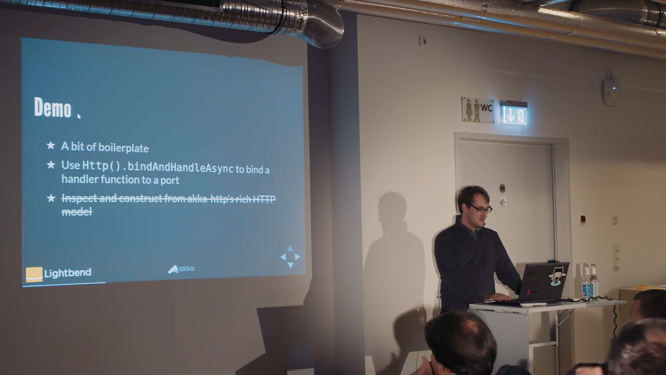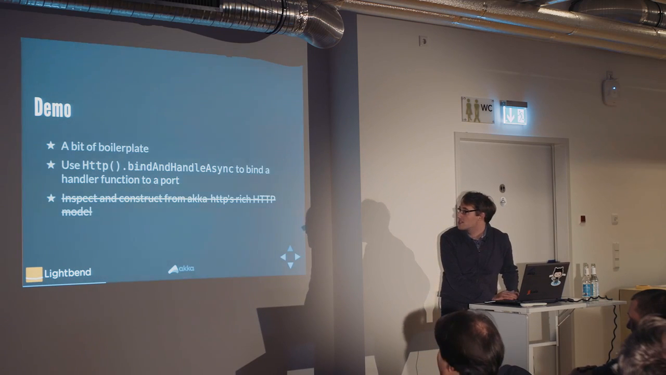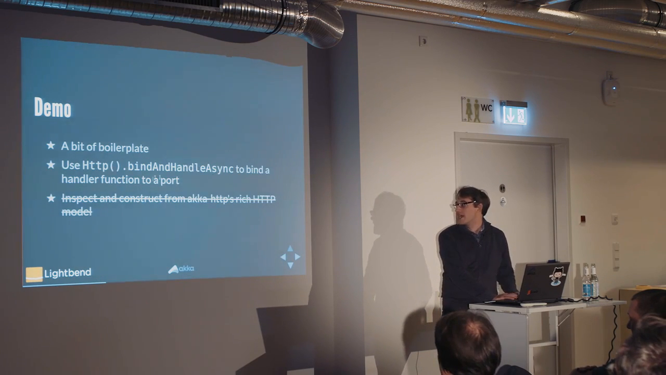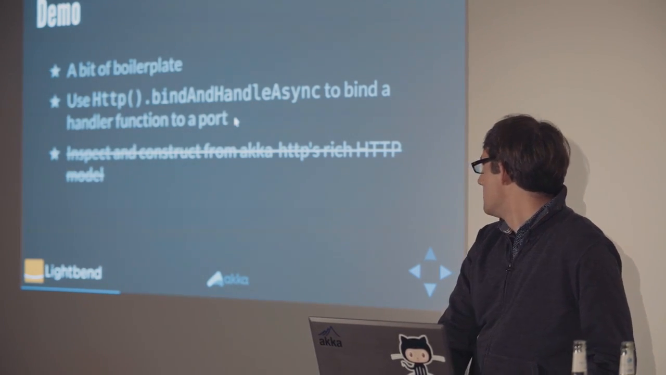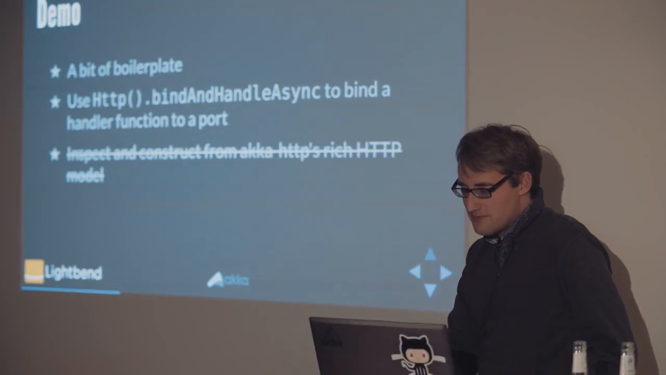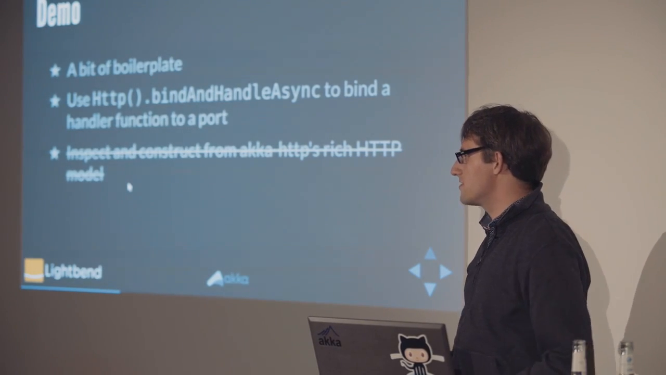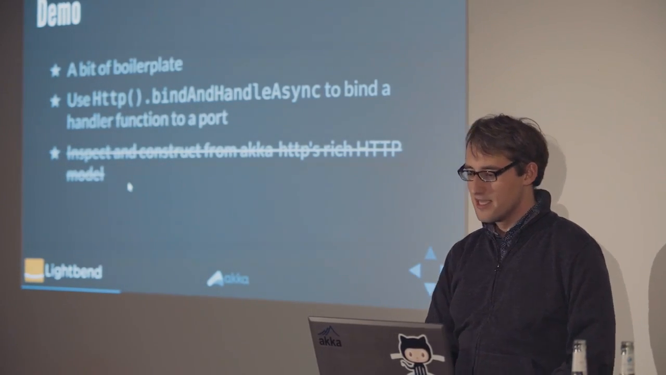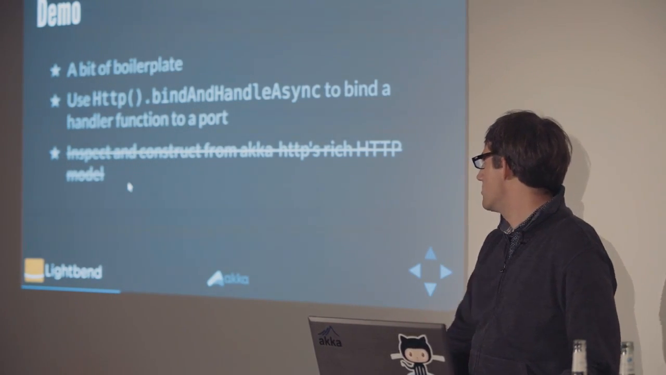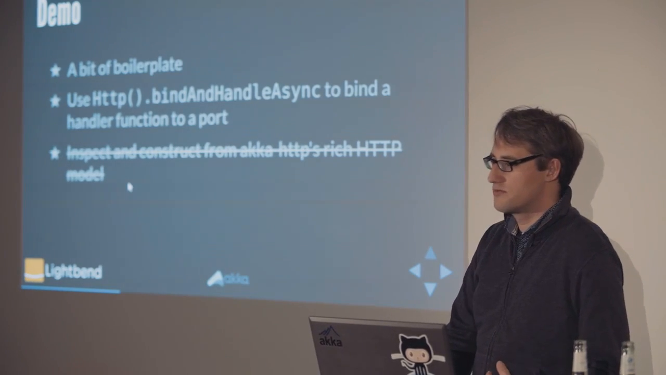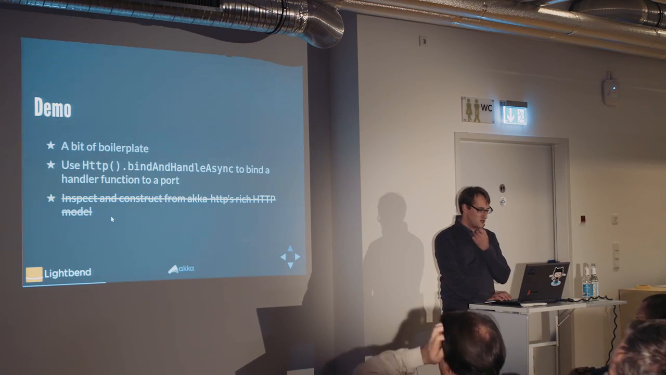Okay, I see you paying attention. So to summarize, you need a bit of boilerplate, and then you use Akka HTTP bind and handle async to bind a handler function to serve a server on a certain TCP port. What you could do is now inspect our request by just calling methods on it and see what's in the request, and then construct a response again with these classes I showed. But this is actually not the best way to do it. That's why I struck it through here. But I will show in a moment how you can do it better.